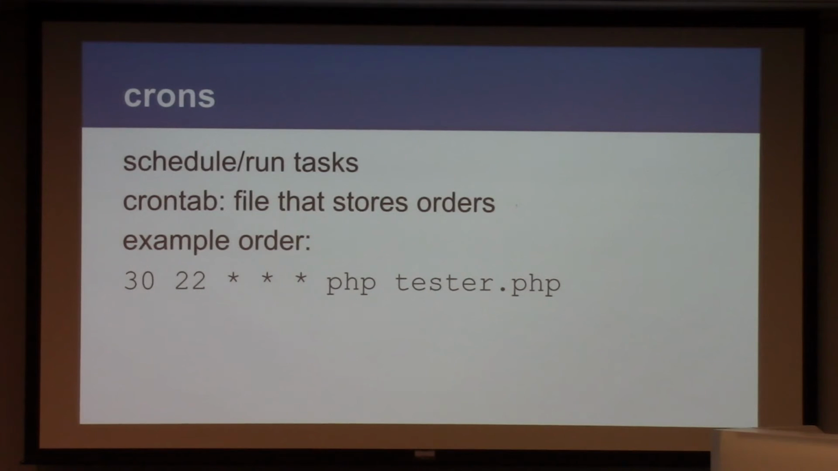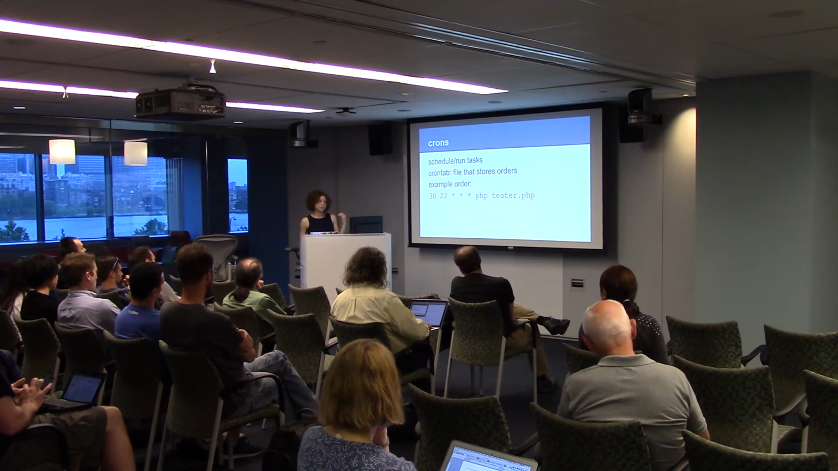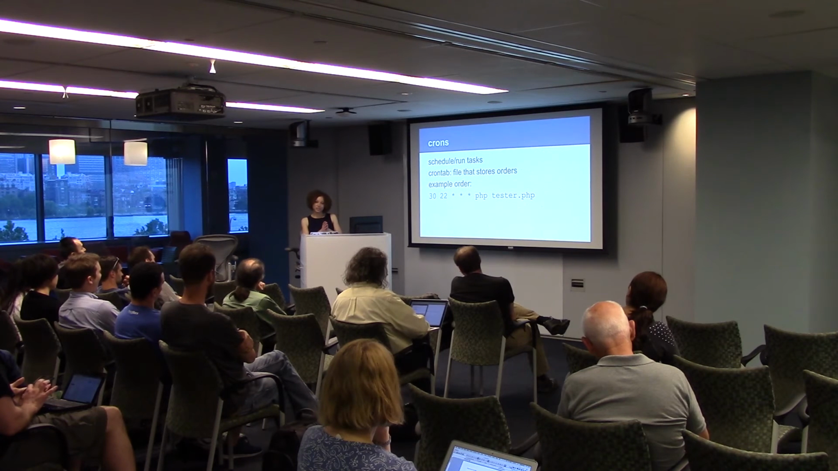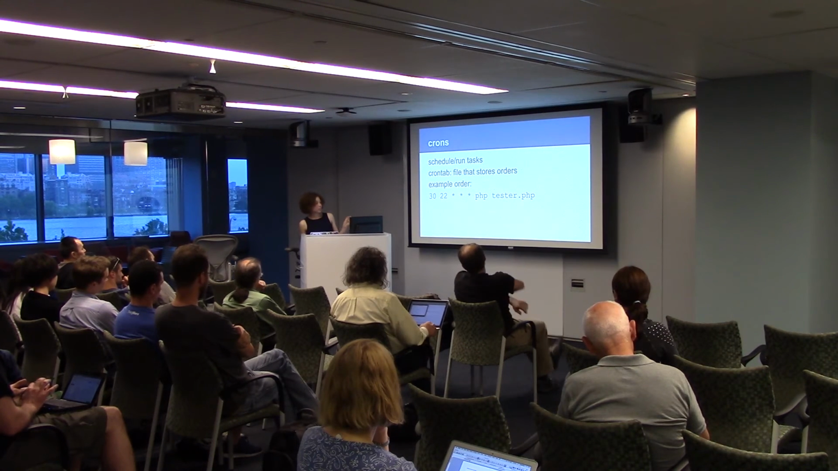Cron jobs are tasks that are scheduled, and you can use cron to schedule tasks. The format is this thing here. Those numbers and those stars indicate how often you want the job to run. And then that command to the right, php tester.php, is basically saying I want to do this during this increment. So for this example, I want to run at 10:30 every night. I want to run tester.php using PHP.